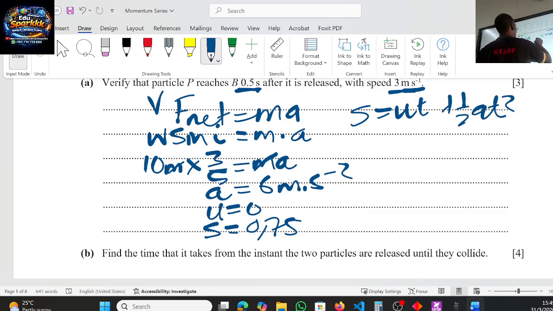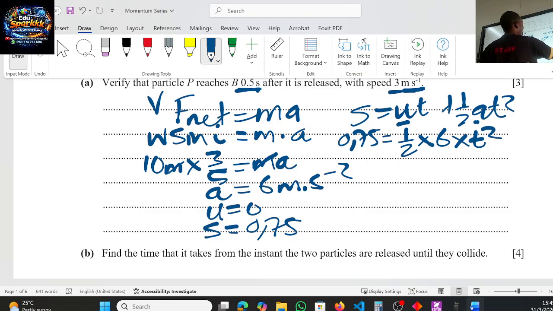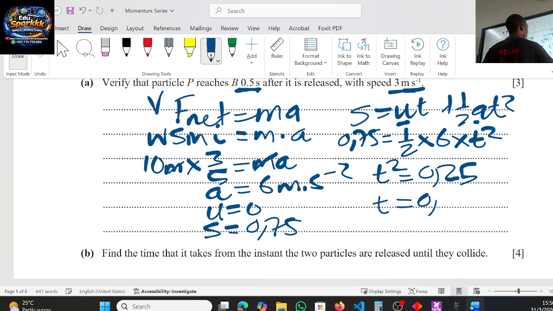And S is known, 0.75, equal to u, but initially it was 0, so this whole part gives us a 0, plus a half multiplied by acceleration, which we said is 6, multiplied by t squared. So when I simplify here, I get a 3, and I divide both sides by 3. So in essence, t squared is equal to 0.25. Therefore, our t, which is the root of 0.25, is going to be 0.5 seconds.